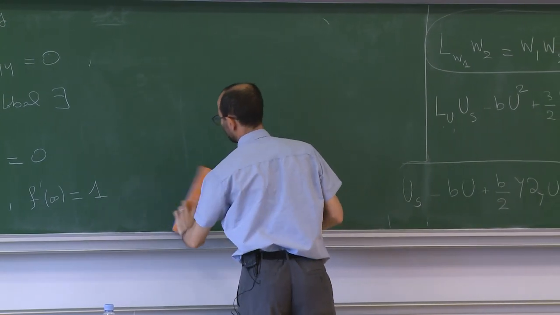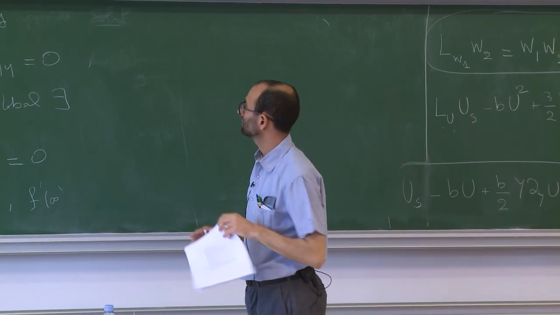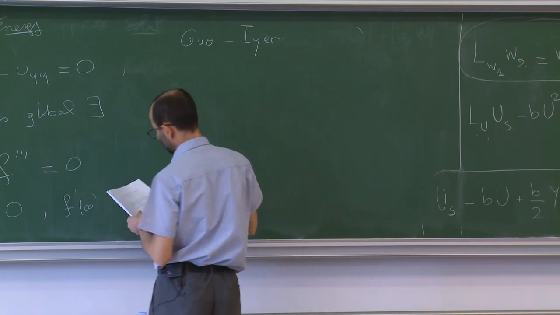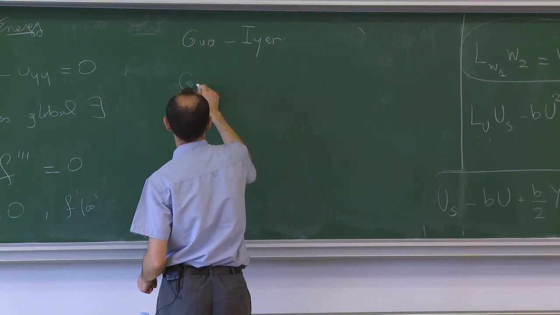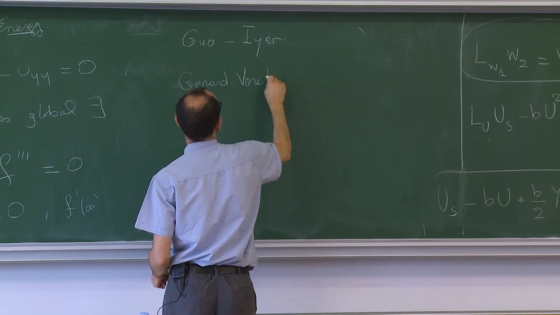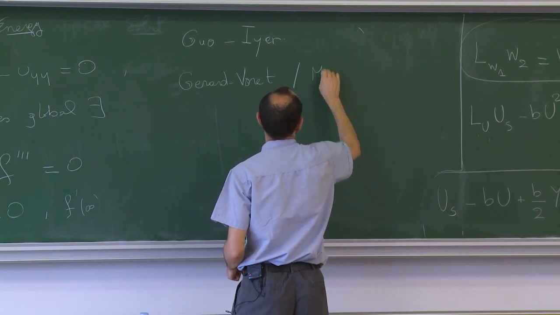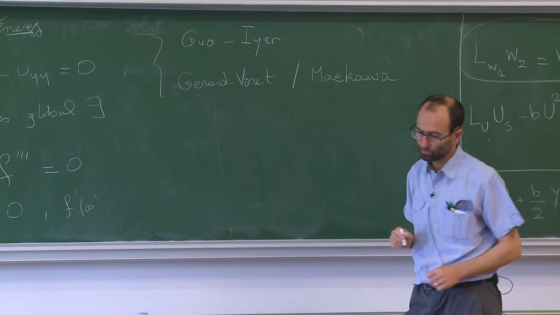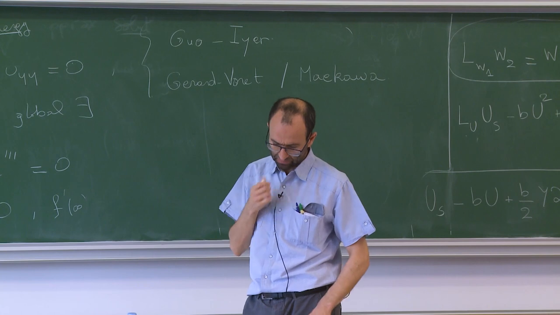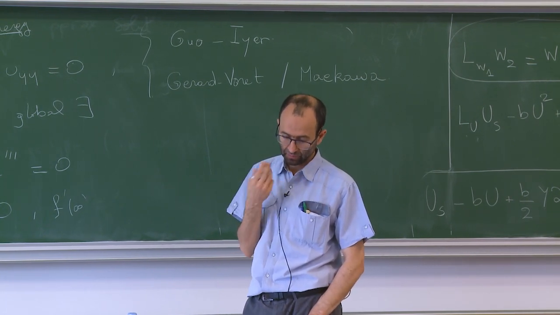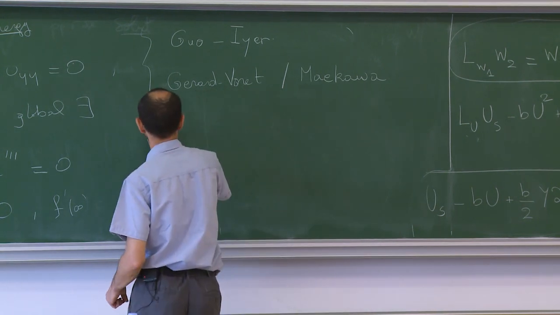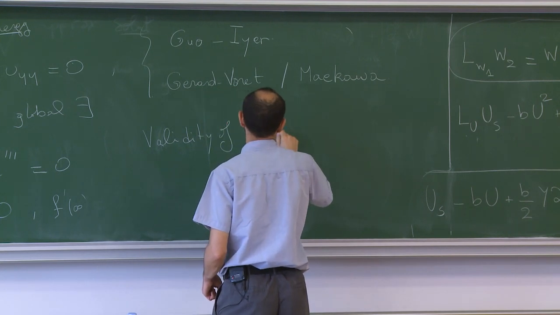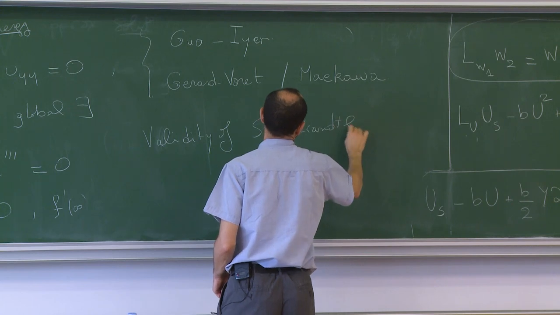The two other results are one by Gu and some other author, and the other one by David Gérard-Varet and Yasunori Maekawa, more or less around the same time, which is about the validity of the stationary Prandtl equation.